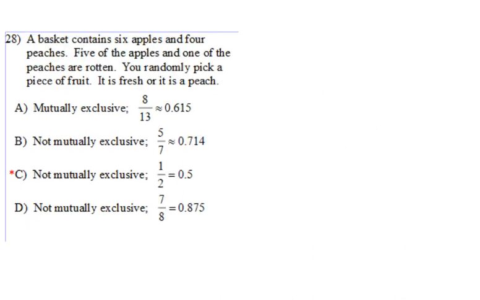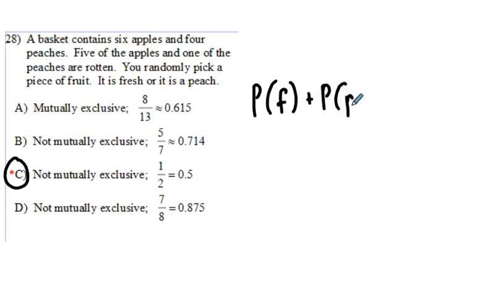28. A basket contains 6 apples and 4 peaches. 5 of the apples and 1 of the peaches are rotten. You randomly pick a piece of each fruit. What is the probability it is fresh or it is a peach? These are not mutually exclusive because you could be both. So the probability that it is fresh plus the probability that it is a peach minus the probability that it is fresh and a peach. Well, what's the probability that it's fresh?